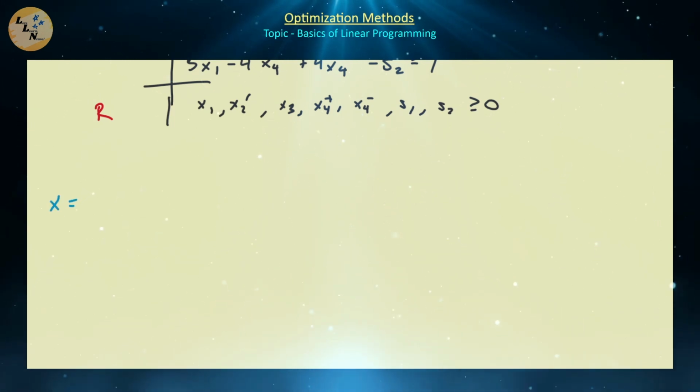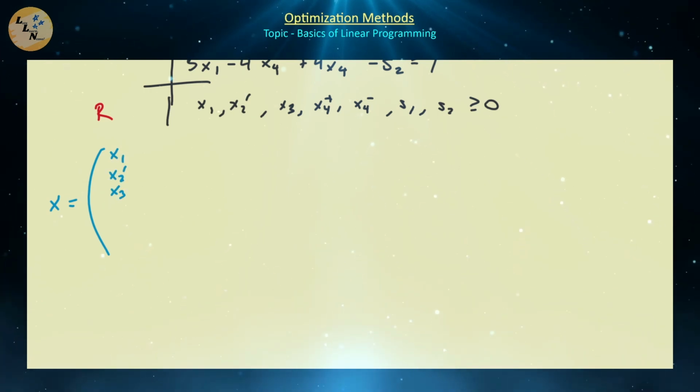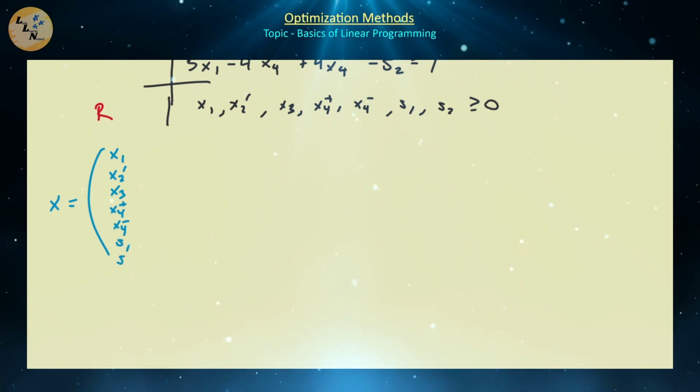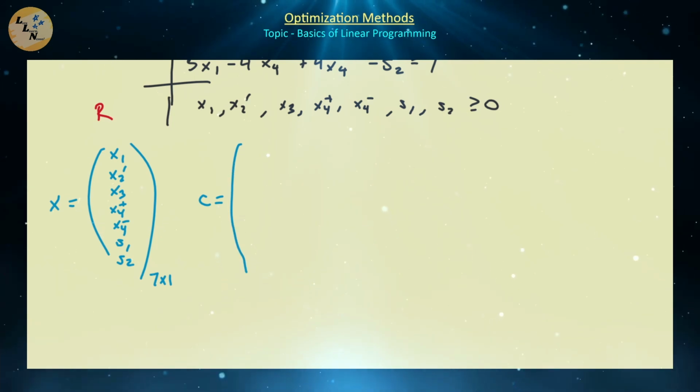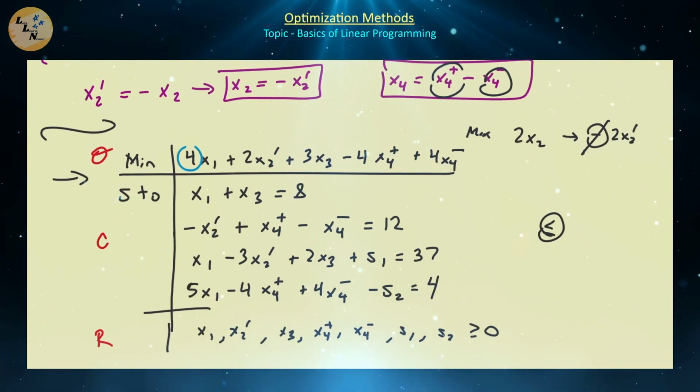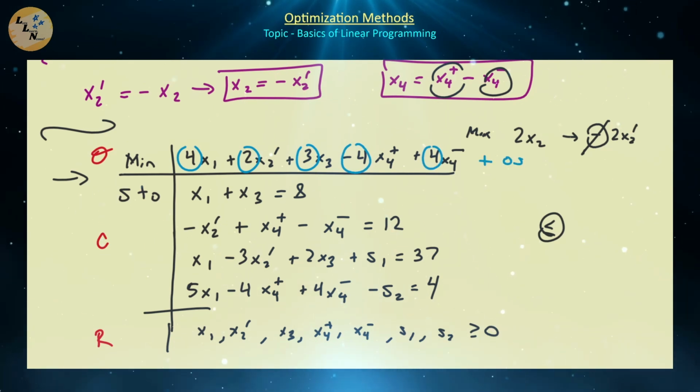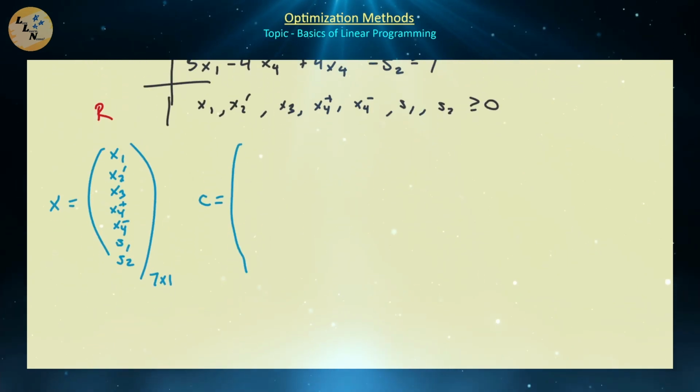So x is going to be equal to, we can go in the same exact order, so we have x1, x2 prime, x3, x4 plus, x4 minus, s1, and s2. So we have 1, 2, 3, 4, 5, 6, we have 7 different decision variables there. And then we look at our objective function, and we should have 7 constants there. And indeed we do. Notice that we have 4, 2, 3, minus 4, 4, 0 for s1, and 0 for s2.